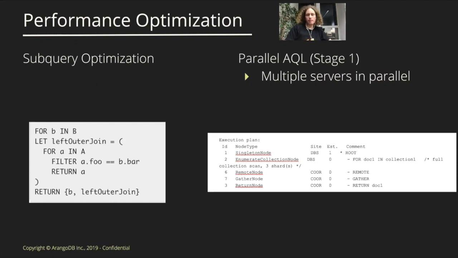The second is parallel AQL, and this is actually just stage one, where we do a lot more executing in parallel across different servers. So if your query is hitting different servers, we're going to talk to all of them in parallel in many more cases now, and hence can get results much faster. In 3.7, we're also working on making that parallel to single node.